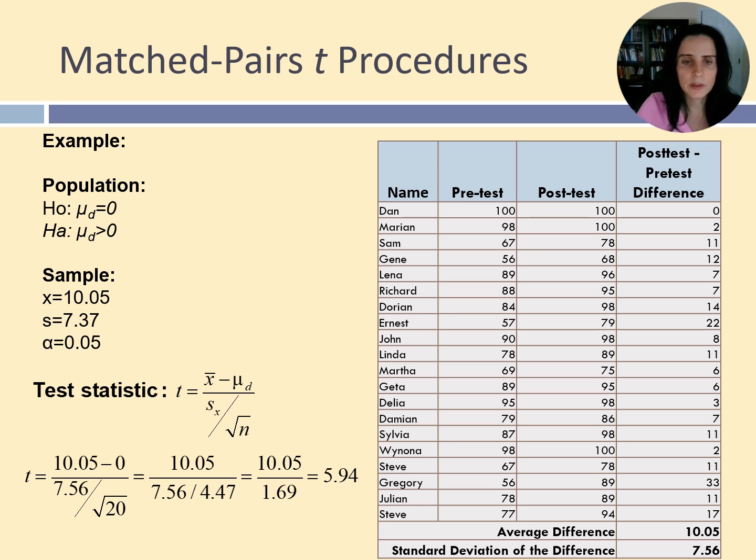The data recorded from this sample shows that the mean difference is equal to 10.05, and the standard deviation for the recorded difference is 7.56. Because we don't have the population standard deviation for this difference, we're using the t-statistic for our test of significance.